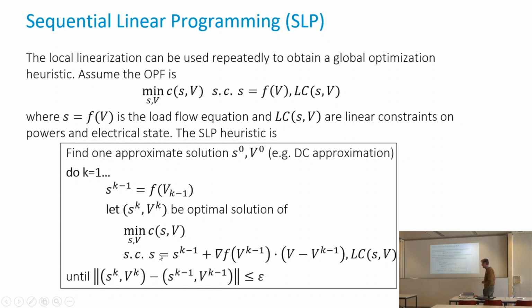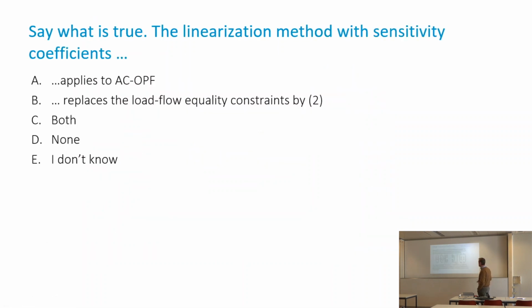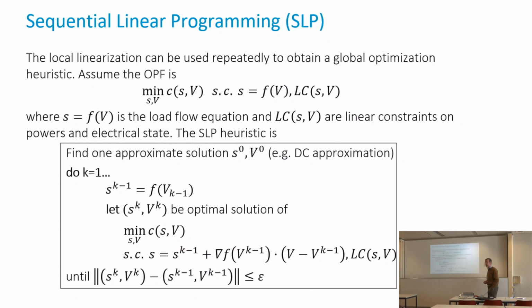If we converge exactly, it means that Sk is equal to S_{k-1}. Since Sk is equal to S_{k-1}, then the power flow will be exact, because the power flow equations are exact at the point at which we linearize. Right? When I do this here, at the point hat, the power flow equations are exact here. This is called sequential linear programming.